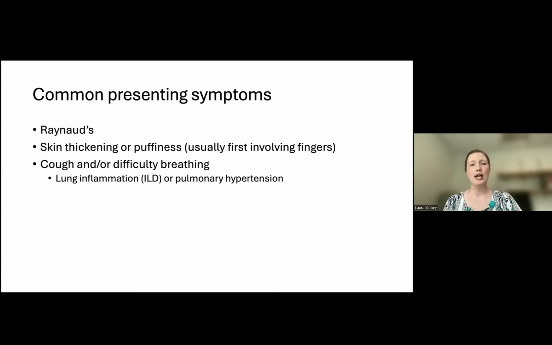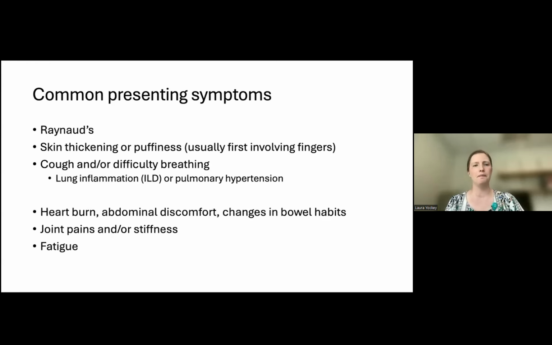So how might patients present, and what symptoms might prompt us to evaluate them for scleroderma? One of the first manifestations for most patients is Raynaud's, which I'll talk about in a bit, which is spasming of the blood vessels in the fingers. Another manifestation that's common in the early part of scleroderma is thickening or puffiness of the skin. Again, usually this involves the hands first. And then if patients have shortness of breath, or are found to have particular diagnoses of lung inflammation or interstitial lung disease or pulmonary hypertension, those might be other presentations that prompt us to evaluate more closely for scleroderma.